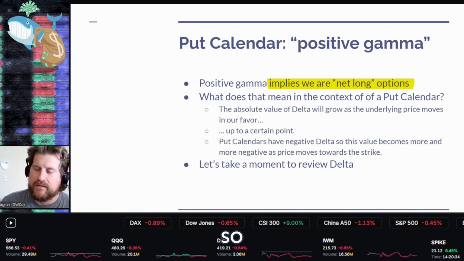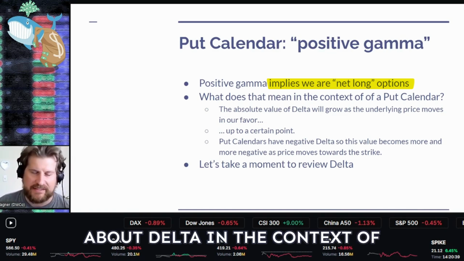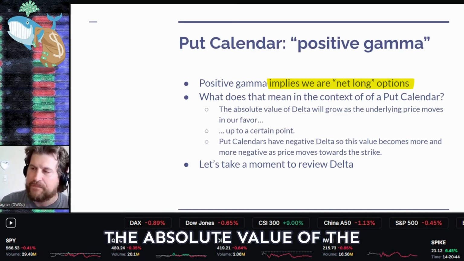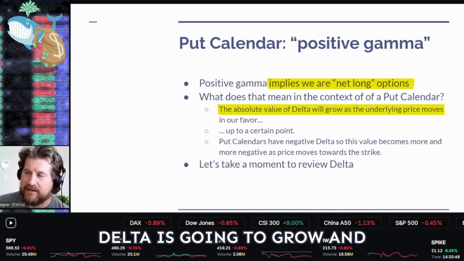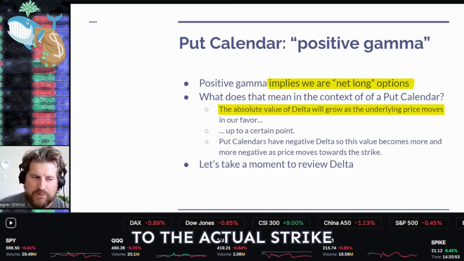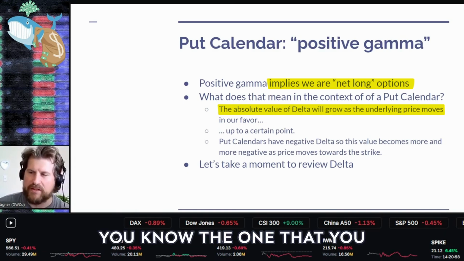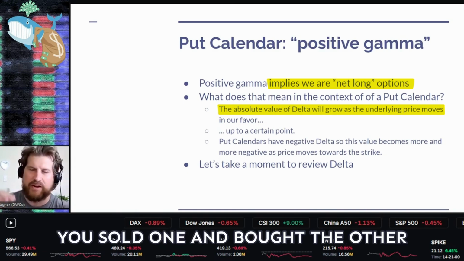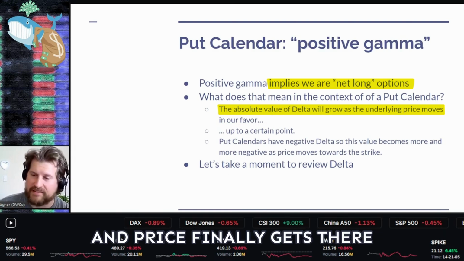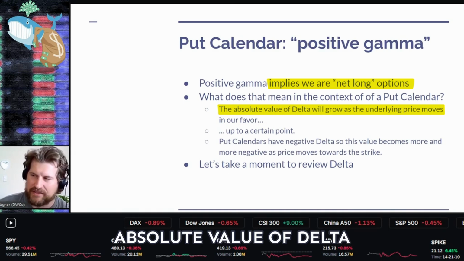So the interesting thing about delta in the context of a put calendar is that when we're trading them in this out of the money fashion, the absolute value of the delta is going to grow and grow and grow until you get to the actual strike, the one that you sold and bought the other. So if price is moving in your direction and price finally gets there, that's where you're going to reach the maximum absolute value of delta.